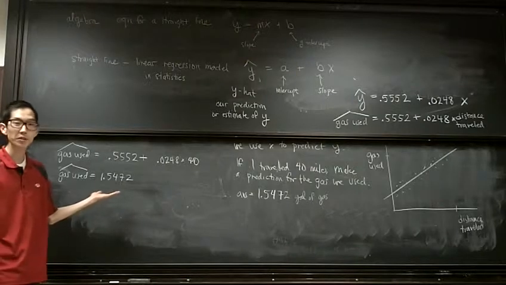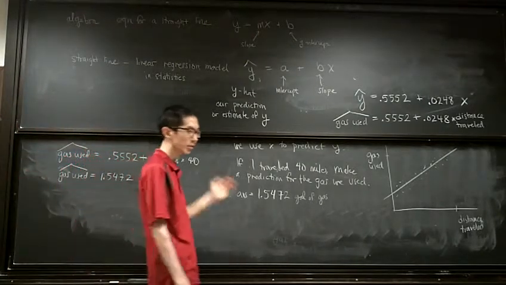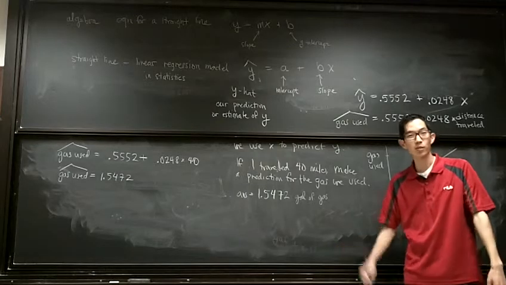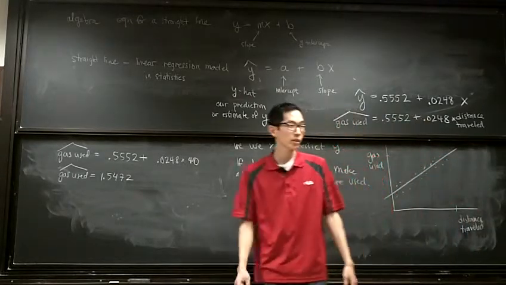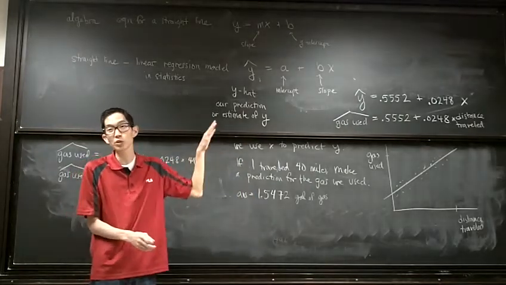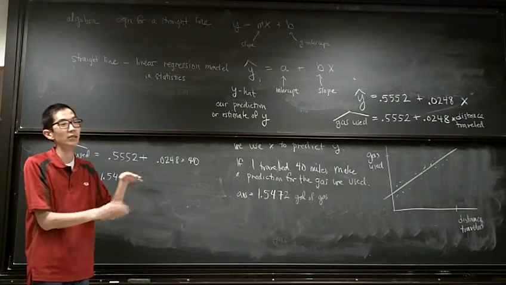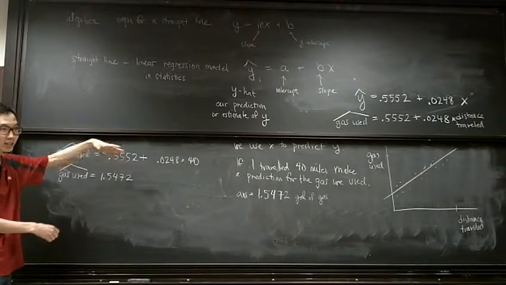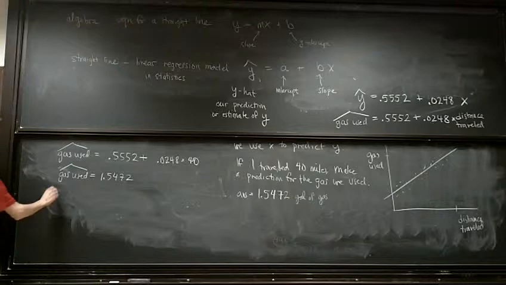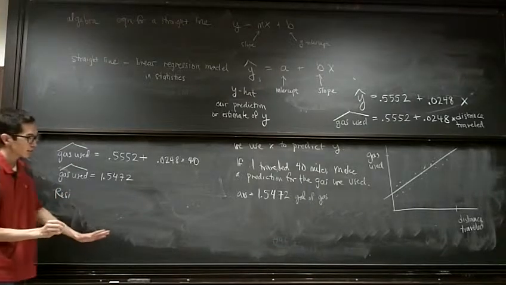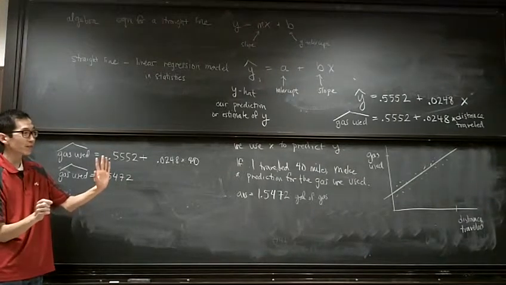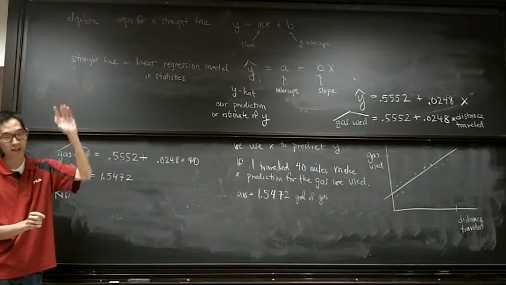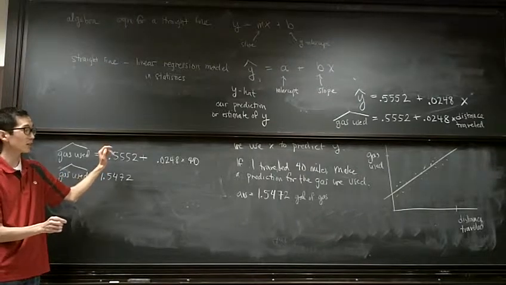Okay, but this is a model, right? In reality, if somebody drives 40 miles, maybe they used way more than 1.5472, or maybe they've used less than 1.5472 gallons. We call the difference between what actually happened and what our model predicts a residual. Because it's a model, we acknowledge that it's not going to predict things perfectly. If you have questions, ask the questions. If I'm moving on to the next topic too early, just raise your hand and say, wait a second, explain something. So, are there any questions on this?